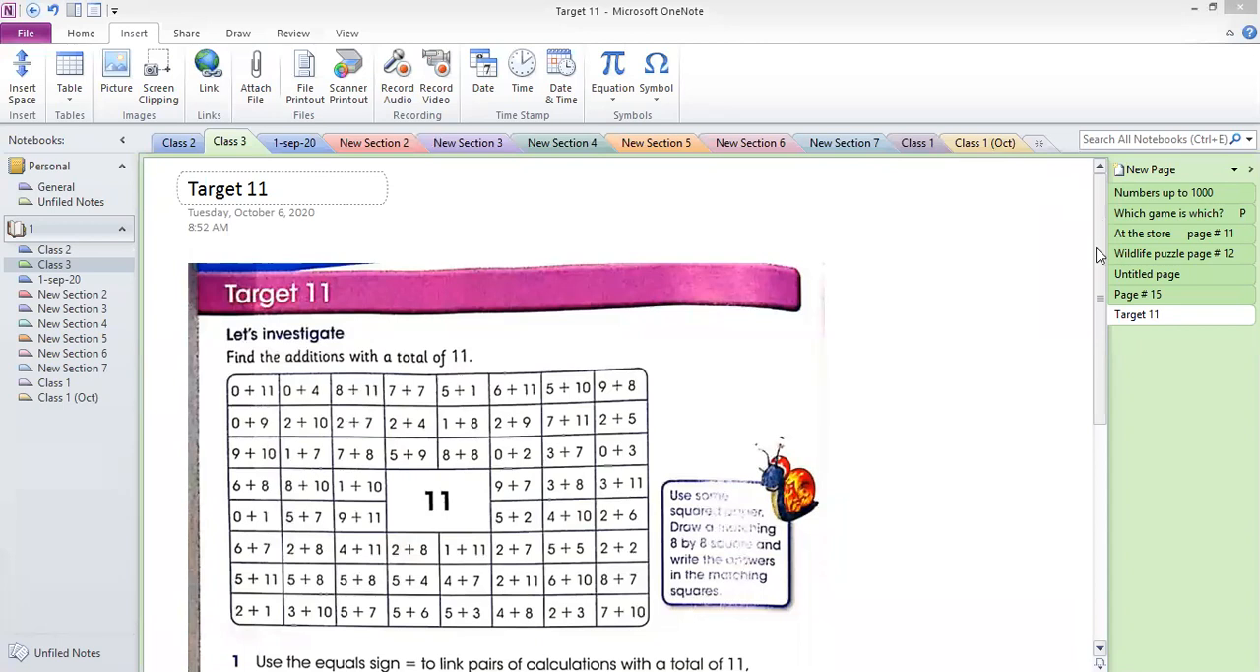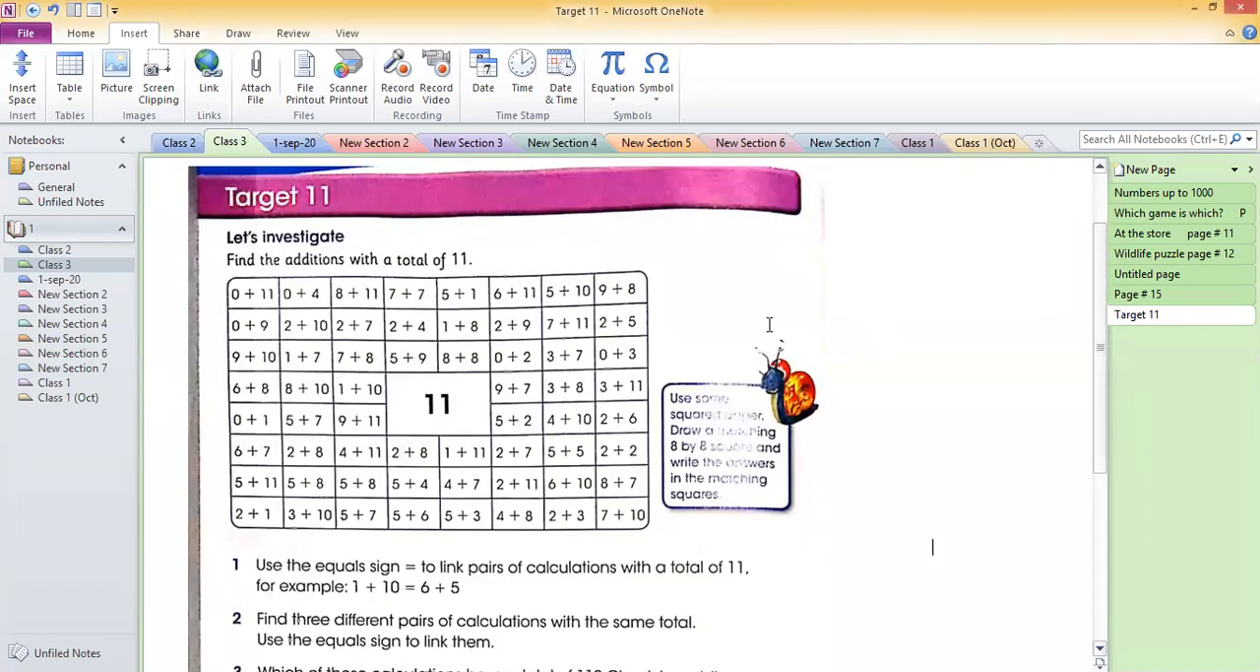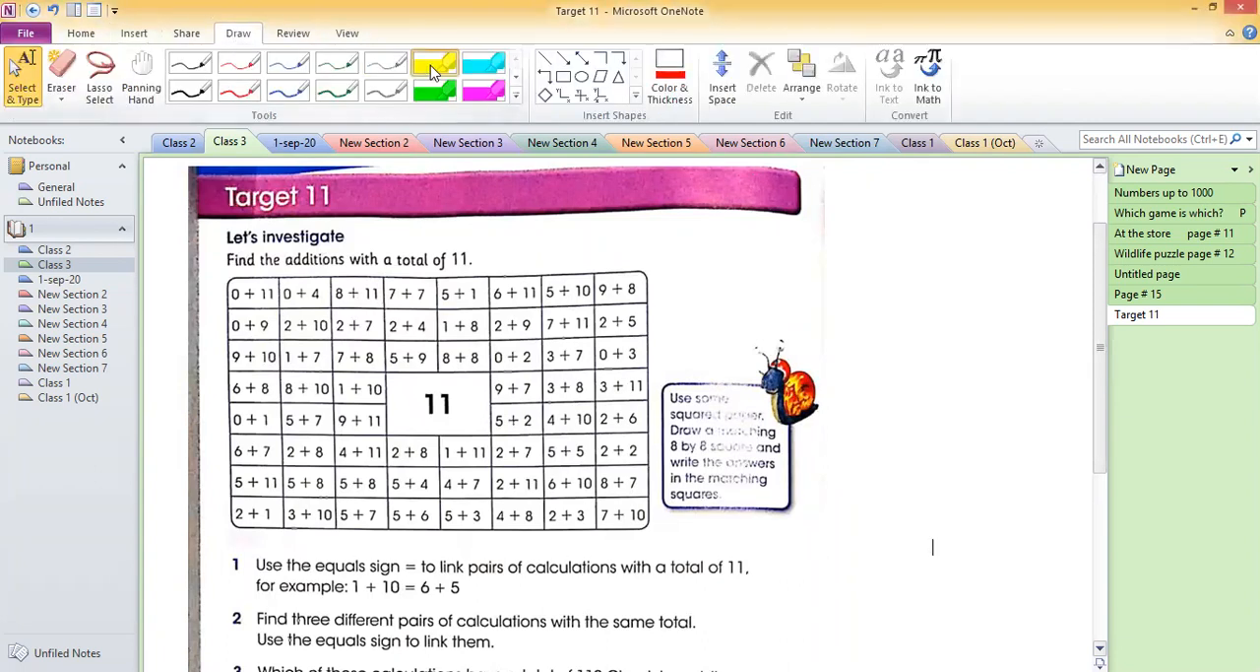Target 11. You can see this board. In this board, there are too many number pairs. You have to find the addition with a total of 11 in Let's Investigate. So check out this chart and check the total of 11. Okay, now you will help me find the total of 11. 0 plus 11 is equal to? 11. Very good. So I will highlight it. It is 0 plus 11.